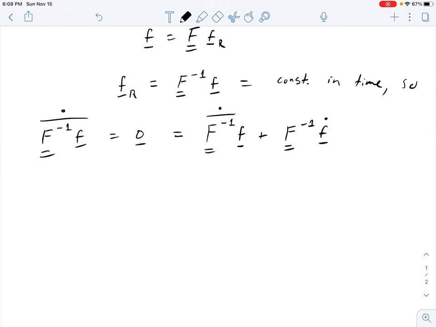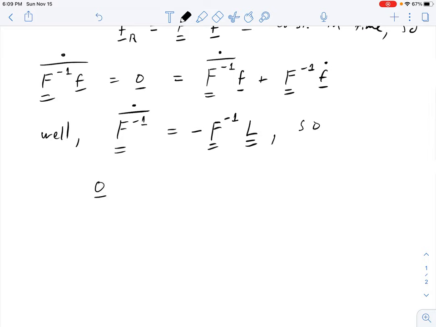All right, well, in a lesson or two or three ago, probably two, we came up with an expression for the time derivative of F inverse in terms of F and the velocity gradient. So we have that F inverse dot is equal to minus F inverse times the spatial velocity gradient L. So we have that the vector zero is equal to minus F inverse L times f plus F inverse f dot.